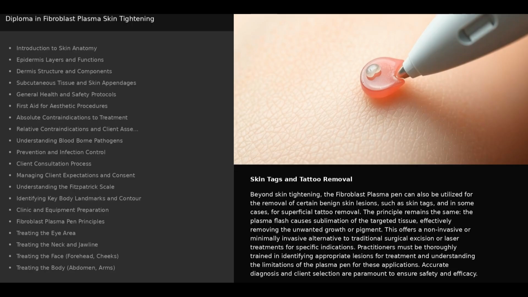Practitioners must be thoroughly trained in identifying appropriate lesions for treatment and understanding the limitations of the plasma pen for these applications.